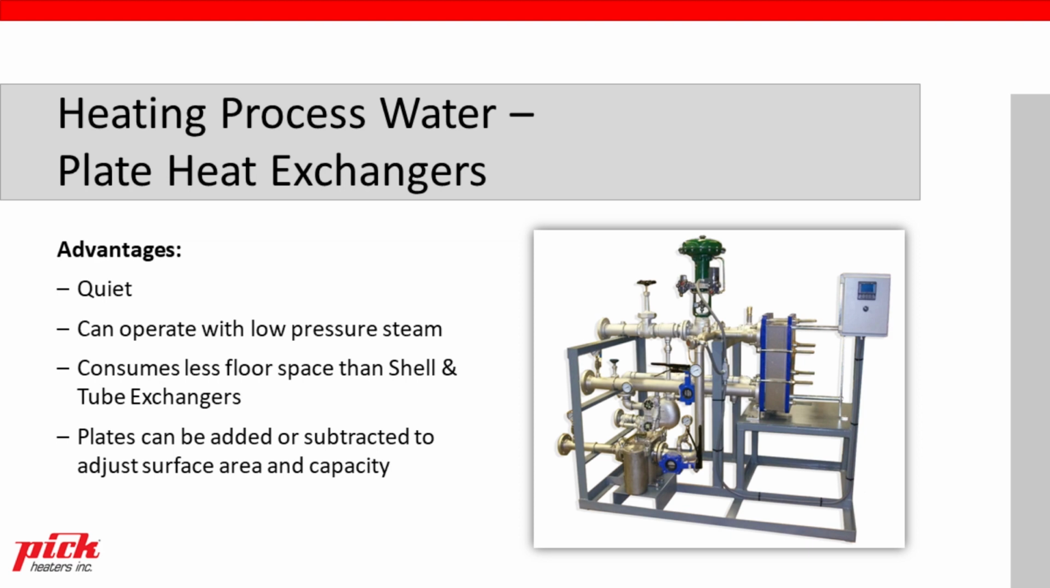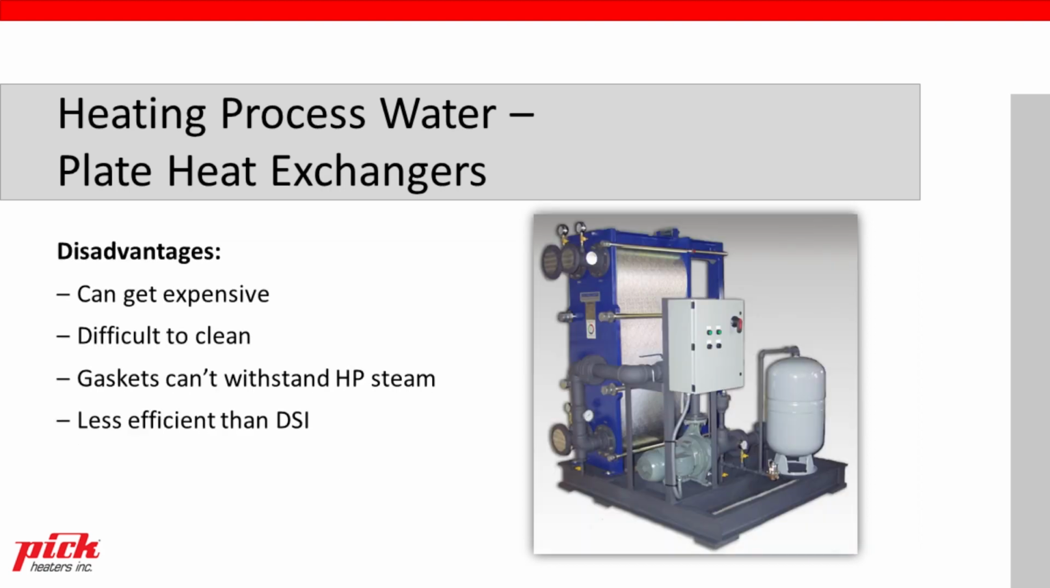Another type of heat exchanger is the plate heat exchanger. The advantages are that they, again, are quiet. They can operate on low pressure steam. They consume less floor space than that shell and tube heat exchanger. And plates can be added or subtracted to adjust for surface area and capacity. So it makes them a natural fit for applications where you might have to change the process conditions later on, either by adding or subtracting plates.